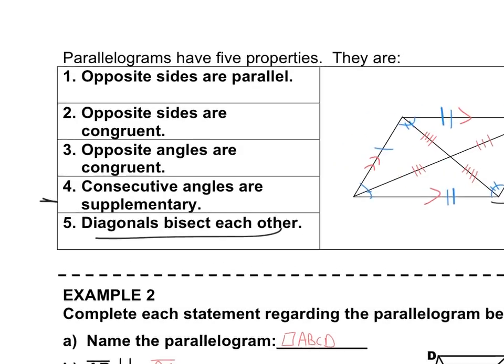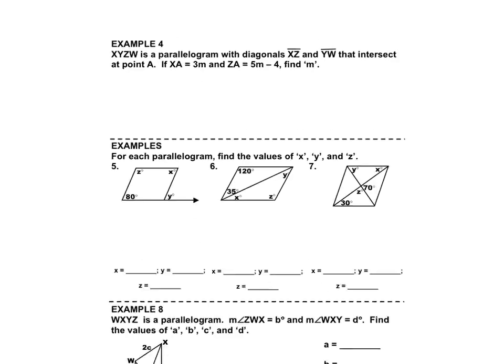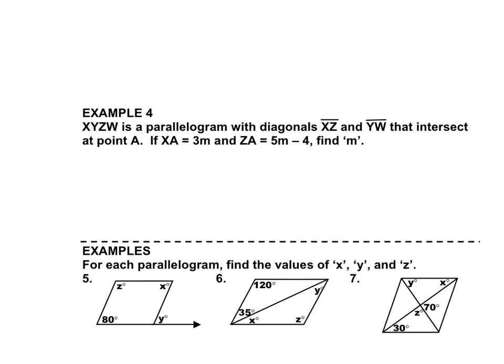What it tells me about diagonals up here is that diagonals bisect each other, so they cut each other in half. You know that opposite angles are congruent, and consecutive angles are supplementary. The last page. Example 4 says XYZW is a parallelogram with diagonals XZ and YW that intersect at point A. So that's a lot of stuff. I'm going to go ahead and sketch this. I'm going to make it pretty big.